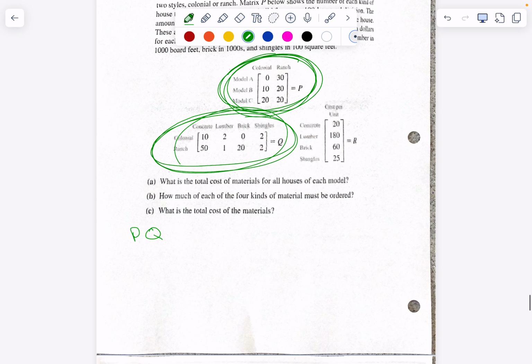Okay, and I'm going to rewrite P and Q. Can I do that? 0, 30, 10, 20, 20, 20. What time do we get out of here? In a minute. Oh, gosh, we might need to stop. Okay, Q. I'm just going to rewrite these and we'll continue this tomorrow. 2, 1, 0, 20, 2, 2.